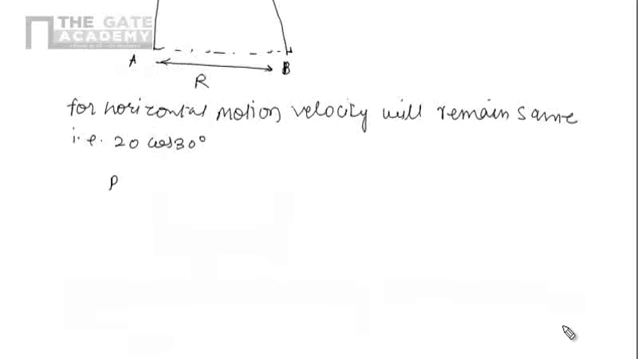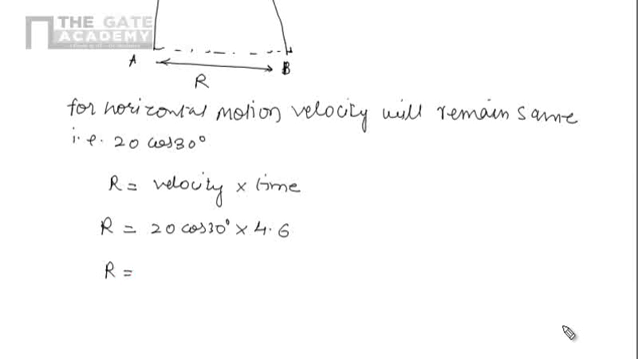So for range R, you can write velocity into time. For horizontal direction, we are having 20 cos 30. Time we have already calculated, 4.6. So R will be 20 into cos 30, root 3 by 2, into 4.6. So we will get 79.67 meters. In this way, we can calculate the range, the distance AB, that is 79.67.